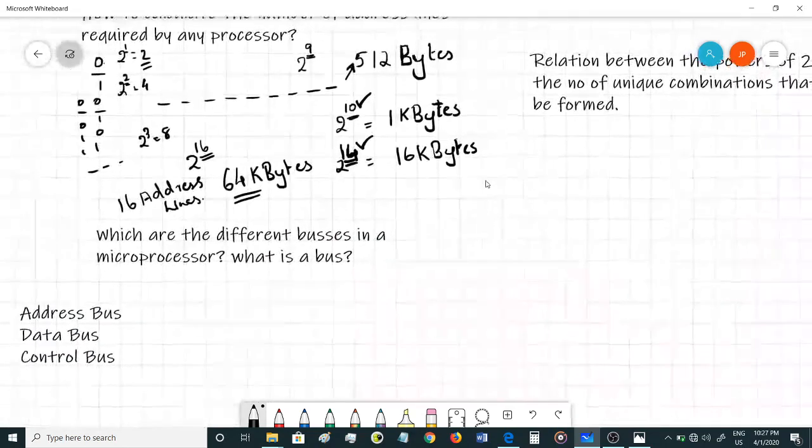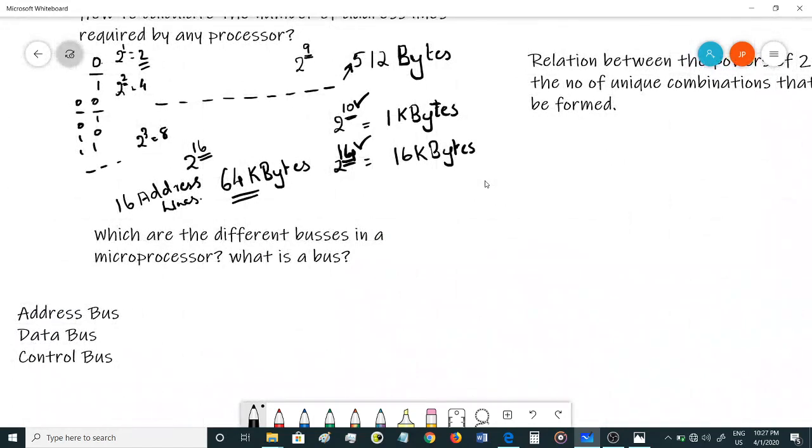Now, which are the three different buses and what is a bus? We already discussed what is a bus. A bus is basically a physical wire. Wire means a copper wire or any kind of wire. You can see on your PCB board there are lots of wires going here and there. These are your buses basically.